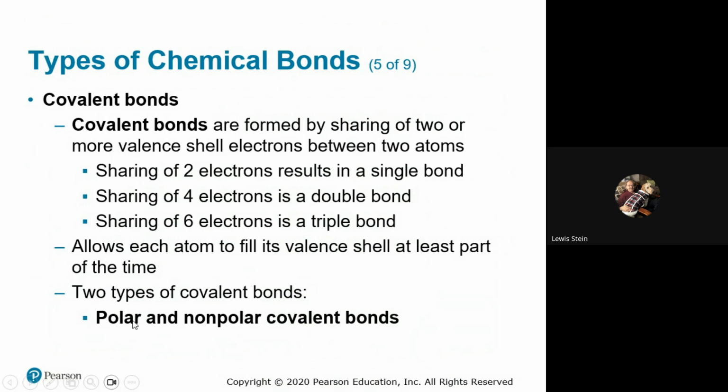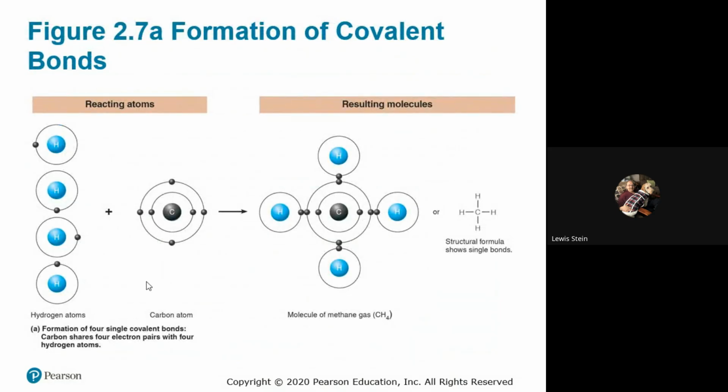Okay, so we have 2 types: polar, which is an unequal sharing, and non-polar, which is equal. And that's important. So, here's carbon. Carbon is the classic example. If you do organic chemistry, this is the first organic compound. Organic compounds are defined as compounds that have carbon to hydrogen and carbon to carbon bonds. Not everything that contains carbon is organic. That is not 100% true.